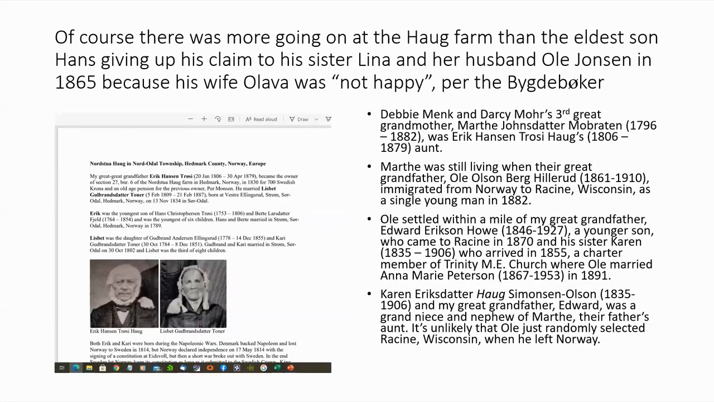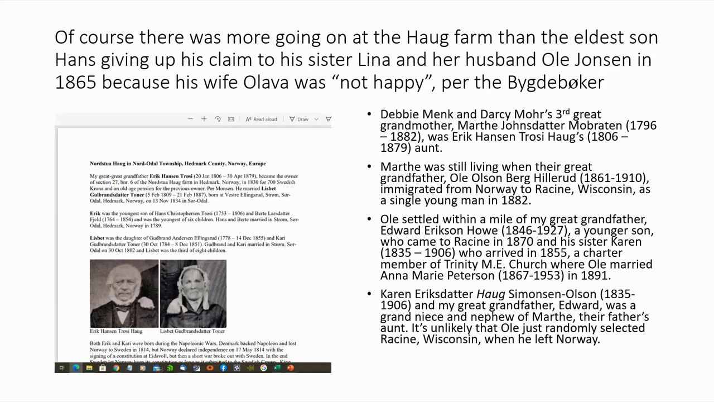Now, of course, there was more going on at the Haug farm than the eldest son Hans giving up his claim to his sister Lena and her husband Ole Johansson in 1865 because Hans's wife was not happy living on the farm. It turns out that Debbie and Darcy's great-grandmother, Martha, John's daughter, Mobratton, was my second great-grandfather Eric Hansen Trosey Haug's aunt.